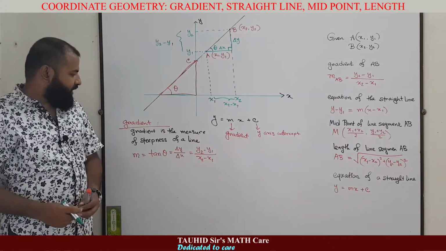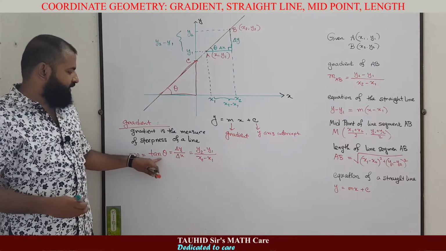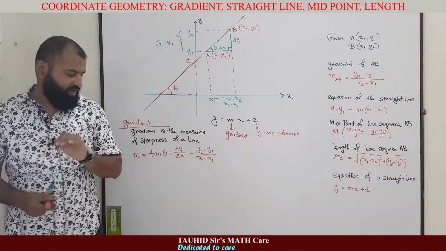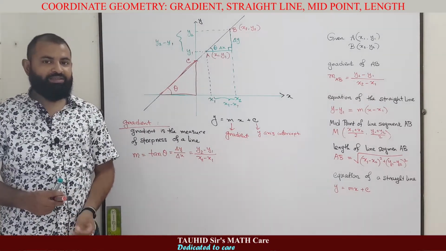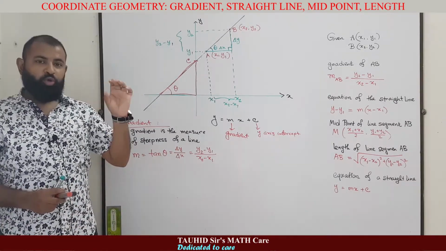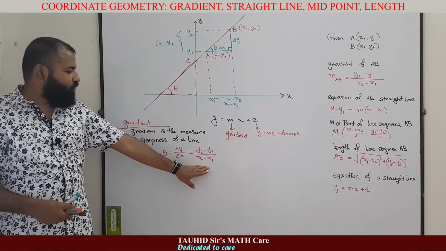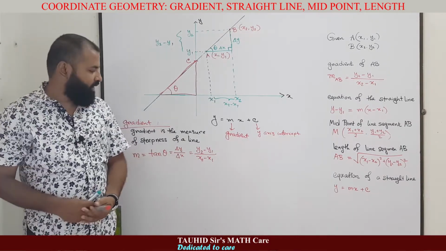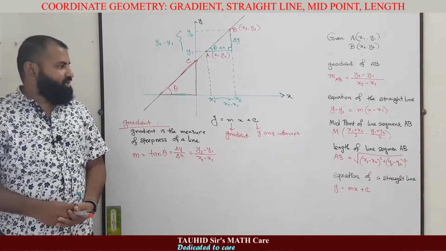So, for gradient, we will remember three formulas: m equal to tan theta, where theta is the angle between the straight line and the positive x-axis, or m equal to delta y by delta x for any portion of the straight line, or m equal to y2 minus y1 divided by x2 minus x1 when we are given two fixed points on the straight line.